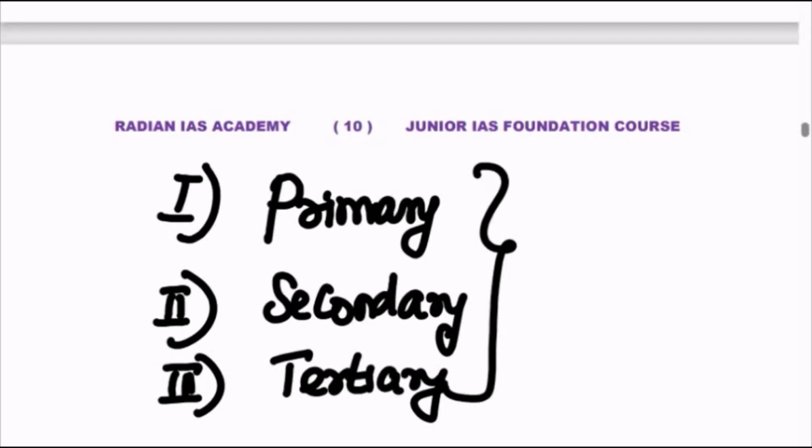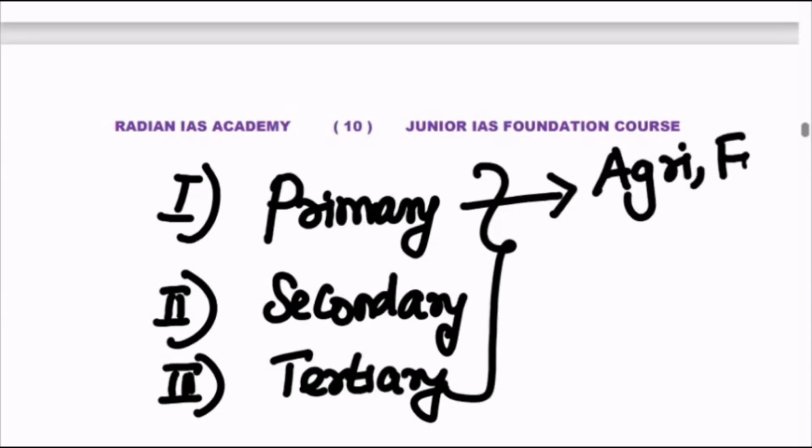Primary activities, what are they? Any activity associated with or dependent on Mother Earth. Anything associated with Mother Earth, nothing else. Tell me an example. Very good. Jaya says agriculture. Very good. Fishing. Very good. Mining. Excellent.